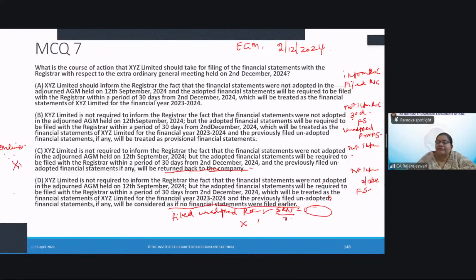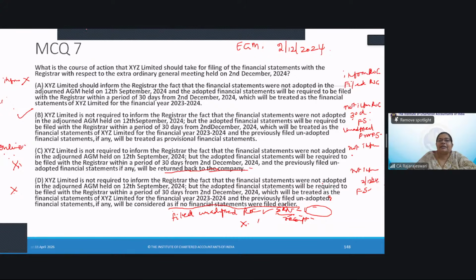This is the receipt for the filing. The SRN number is the receipt number. Then you cannot say that this is also possible. Now, the first thing, and the adopted financial statement should be informed. See, there is no obligation for the company to inform that it was not adopted in the financial statement. Already it has filed. So the correct answer is only option B. It has already filed the unadopted financial statement.